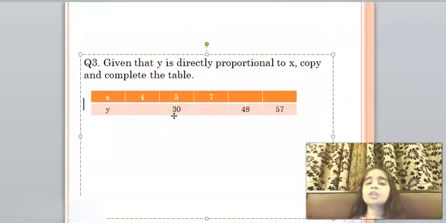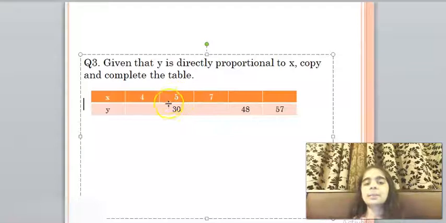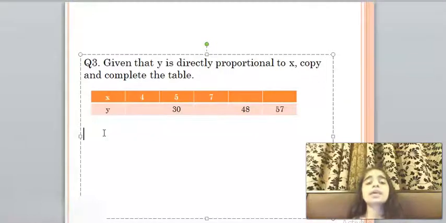So if I just find the constant k, I can put that constant k for each value and I can do it easily. Now, one thing you have to take care of is that you have to see which one is complete. So this is complete. That means that for x value 5, the y value is 30. So we can easily find the constant k. Now how will we find k? k equals y upon x, and y upon x is 30 divided by 5. So k equals 6. Now we have our constant k value.